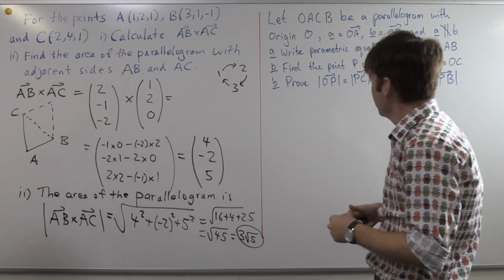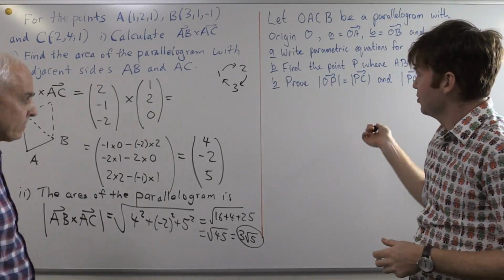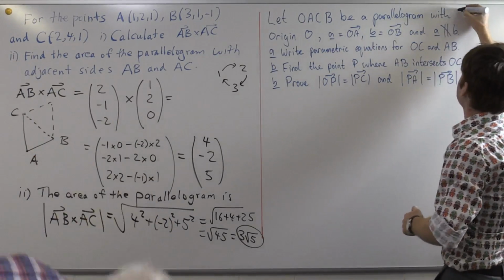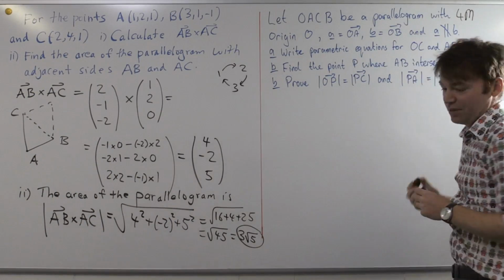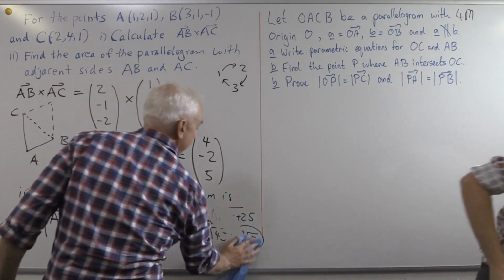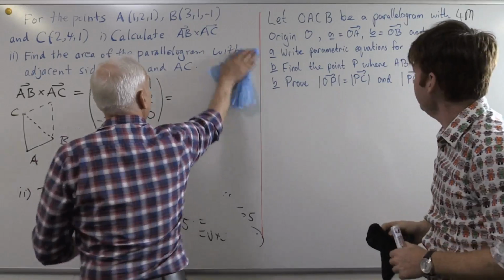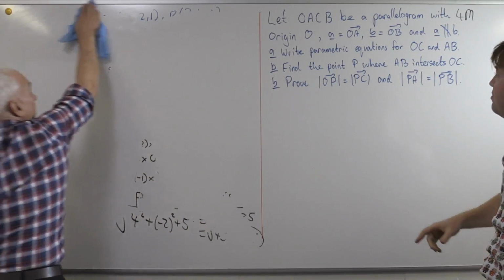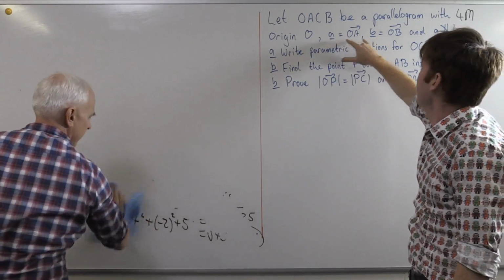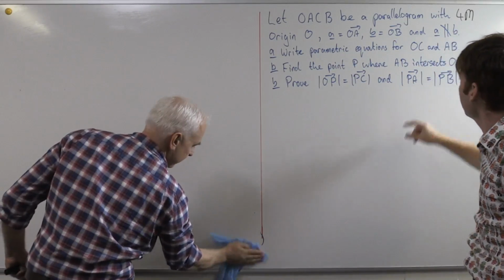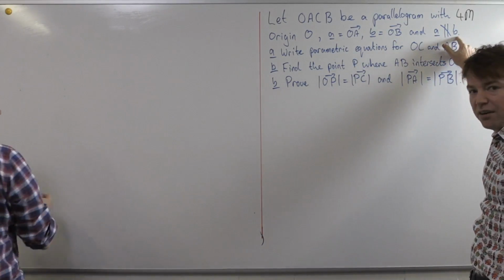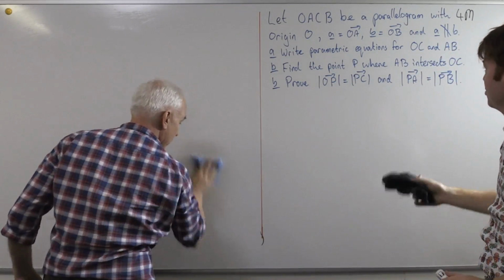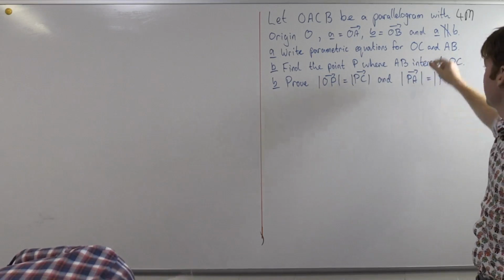Good. Norman, I might borrow some of your board to draw a picture. Please. So this is a kind of meaty question. This is a 4-mark question. So it's quite involved. We're told that OACB is a parallelogram. We're given the vectors A and B like this, and we're told that A is not parallel to B. All right. And then we have to do things involving these diagonals.